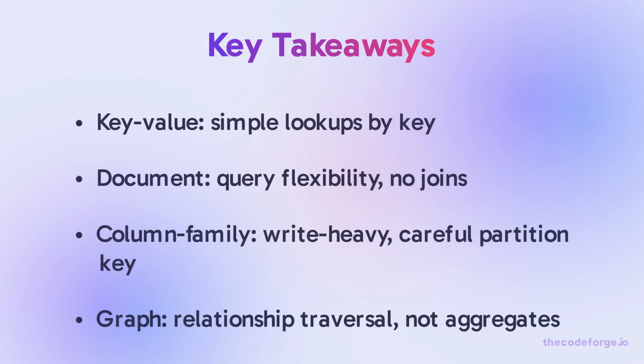throughput. Key takeaways: key-value stores are for simple lookups by key. Document stores give you query flexibility but fail at joins. Column family stores excel at write-heavy workloads but require careful partition key design. Graph stores are unbeatable for relationship traversal but terrible for aggregate queries.